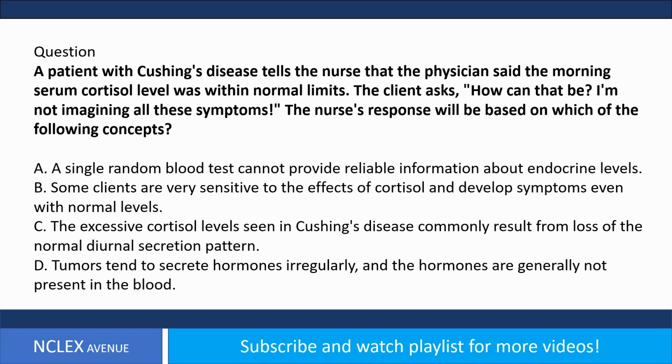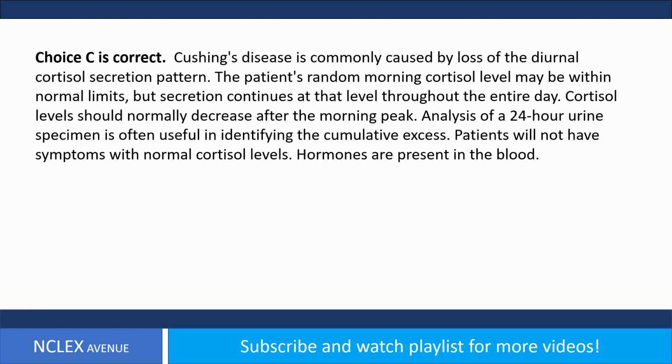A. A single random blood test cannot provide reliable information about endocrine levels. B. Some clients are very sensitive to the effects of cortisol and develop symptoms even with normal levels. C. The excessive cortisol levels seen in Cushing's disease commonly result from loss of the normal diurnal secretion pattern. D. Tumors tend to secrete hormones irregularly, and the hormones are generally not present in the blood. Answer. Choice C is correct.